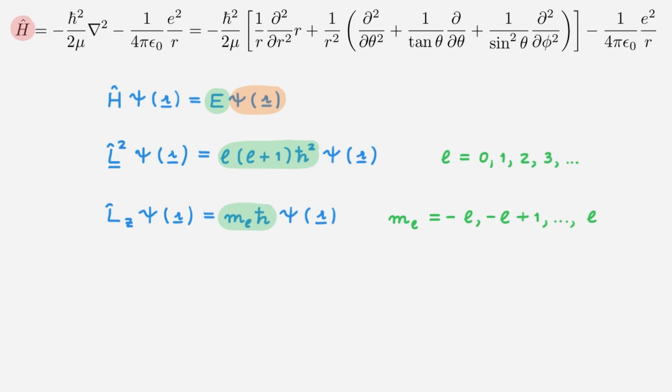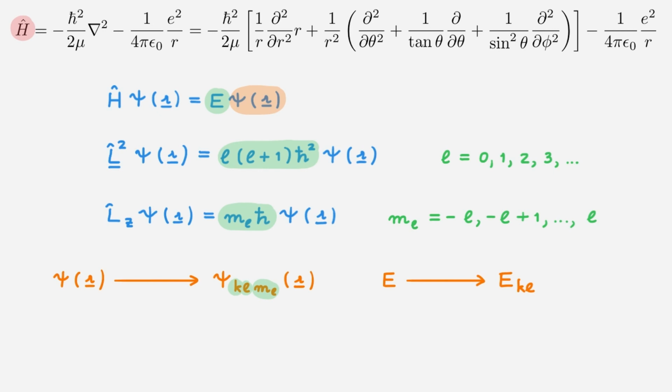Another important result from the videos on central potentials is that the common eigenfunctions can be labelled by three quantum numbers, k, l, and ml. L and ml are the quantum numbers associated with orbital angular momentum, and k describes the energy spectrum for a given L and ml. The energy eigenvalues can be labelled with k and l, but they don't depend on the ml quantum number.